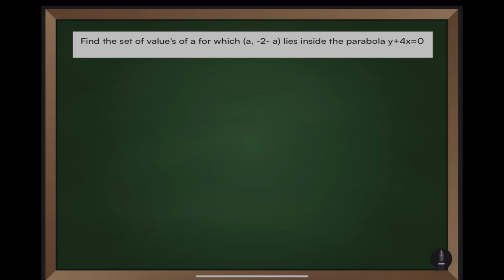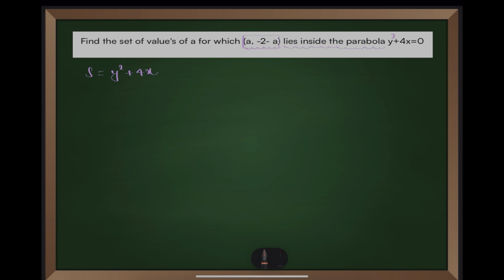So we got this question based on the current topic. It says find the set of a's for which this point lies inside the parabola. So the curve S is y square plus 4x, and in this case, they are interested in substituting this point inside the parabola. I hope you remember that condition.